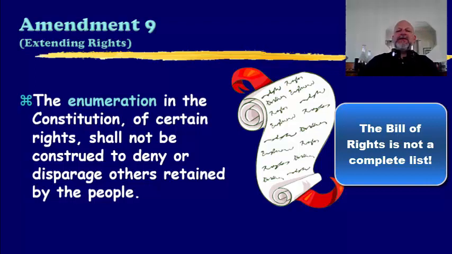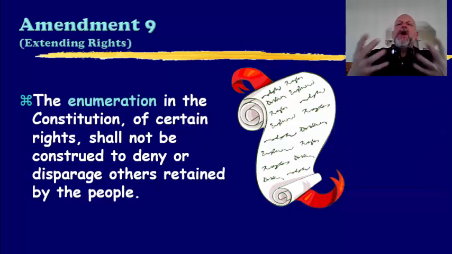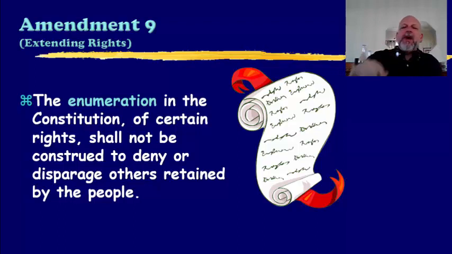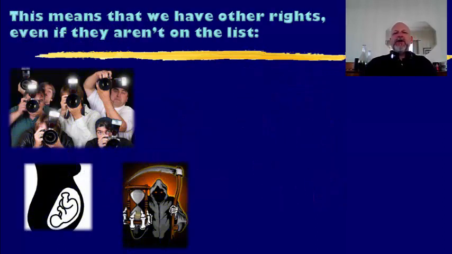All right. The Ninth Amendment says, look, there's other rights that we didn't list here. It doesn't mean that they don't exist. So we have many rights beyond those that are enumerated, beyond those that are listed right here in the Constitution. All right. So for example, this means we have other rights, even if they aren't on the list.